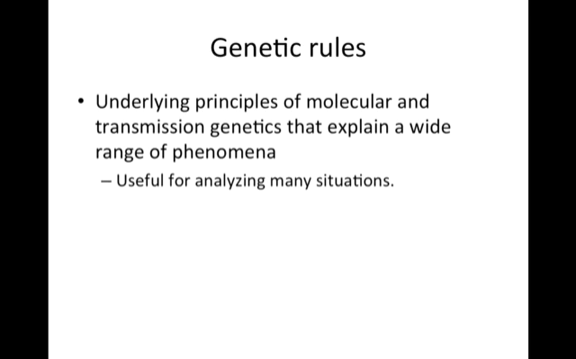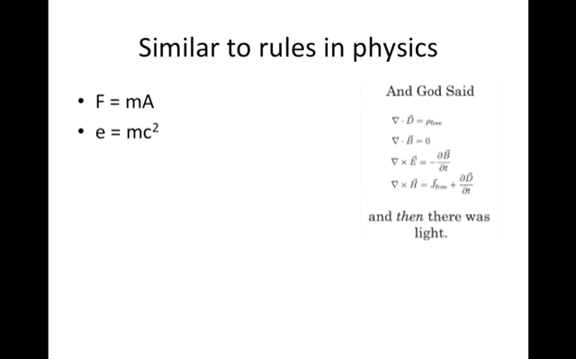So these are the underlying principles of molecular and transmission genetics that can explain a wide range of phenomena. And they're useful for analyzing a great many situations in genetics. And so they're similar to some rules that we're accustomed to in physics. So here are some famous ones. Over here is a joke about the origins of light.